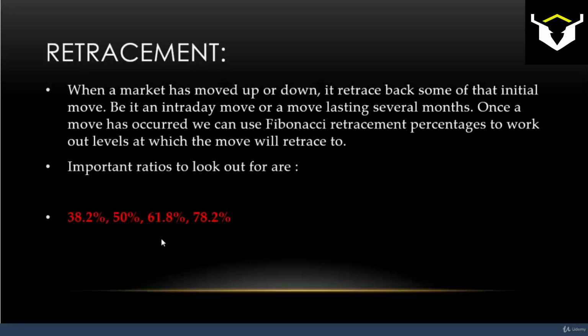So after moving to 200, it finds resistance and it retraces back or starts falling down to 175 before it finds support at 175. So the move from 100 to 200 is the initial move, whereas the move from 200 back to 175 is called retracement. These Fibonacci numbers, that is 38.2, 50%, 61.8%, and 78.2%, can be plotted to measure or to find out the prices where these retracements will halt or come to an end.